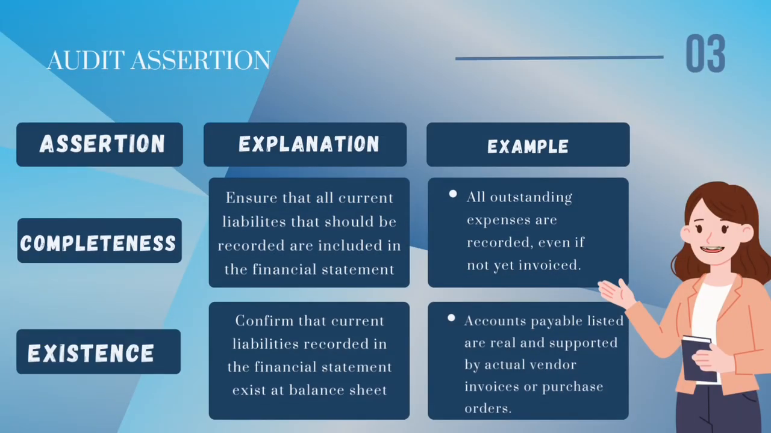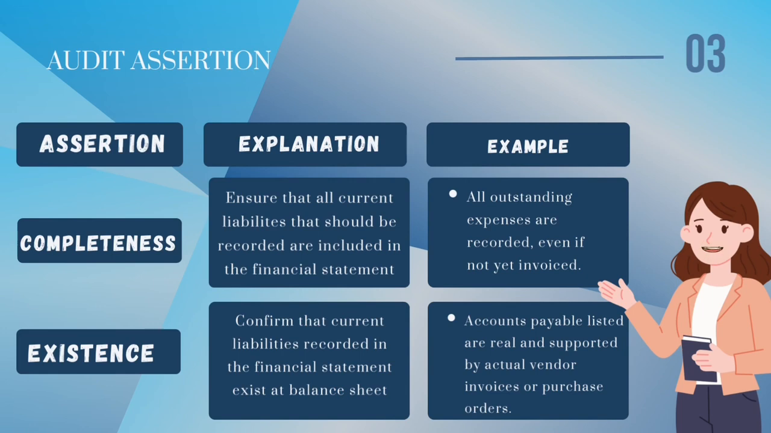Okay, let's look at the audit assertions related to the account current liability. Audit assertions are claims made by management that auditors test when reviewing financial statements. First, completeness. This means that all liabilities that should be recorded are actually included in the financial statement. For example, even if a supplier has delivered goods but not yet sent an invoice, the company must still record the expenses. It prevents understating liabilities.